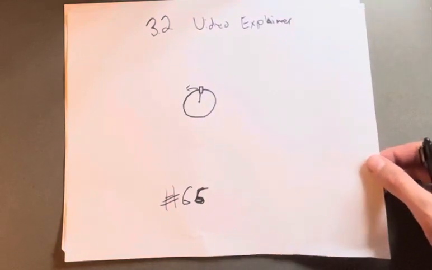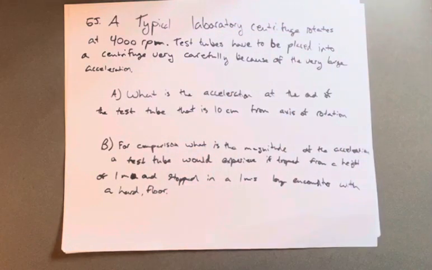Video 3.2 explainer, problem 65. A typical laboratory centrifuge rotates at 4,000 rotations per minute. Test tubes have to be placed into a centrifuge very carefully because of the very large acceleration.